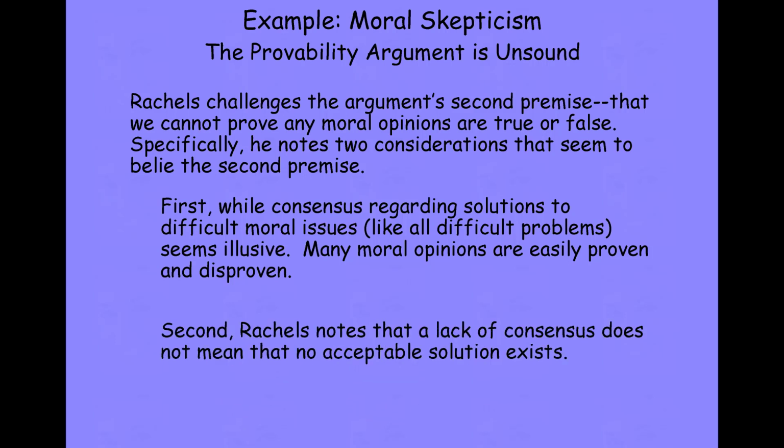The second consideration that he brings up is that a mere lack of consensus at any particular point in time, a mere failure to know some truth at some point in time, doesn't actually give us extremely good reasons for the view that there is no truth to be known. And this is how this argument works.